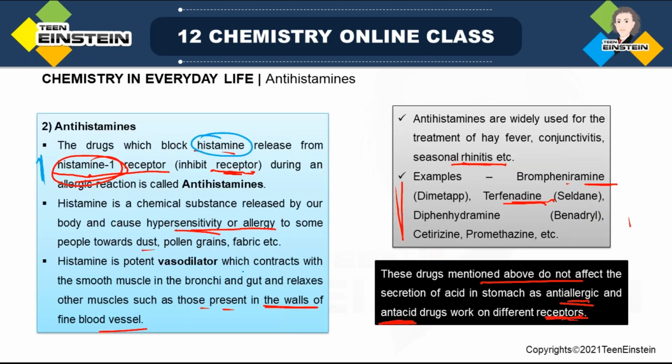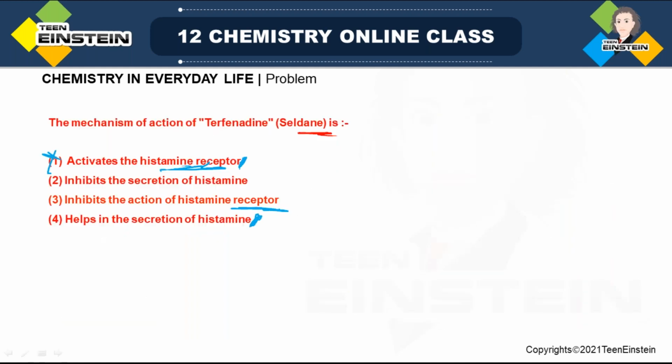Just look at this, what I am trying to say. This is the first slide of today's class. It is mentioned that histamine is a chemical substance released by your body which causes allergy. That means it is responsible for allergy. So the drug is antihistamine because it is reducing this allergy formation. How is it reducing? By blocking the receptor with which histamine is working. But that is related to histamine 1.